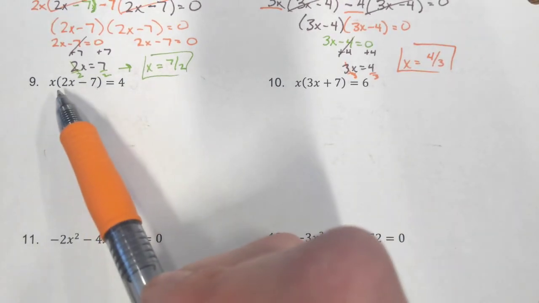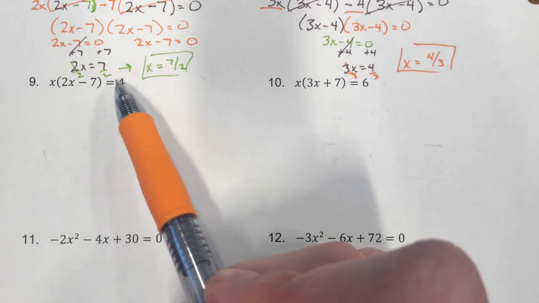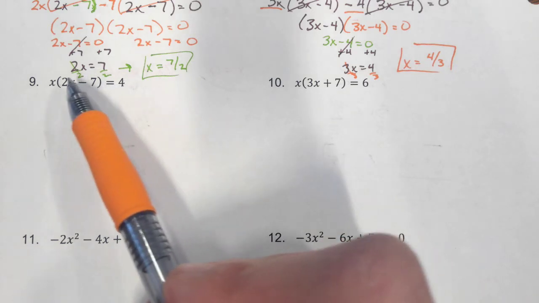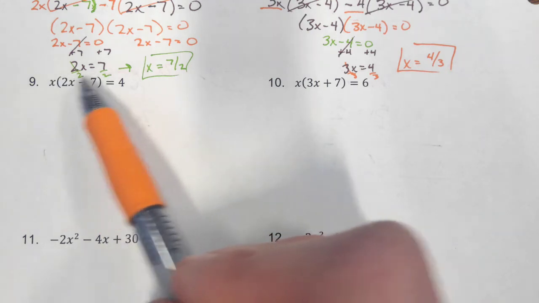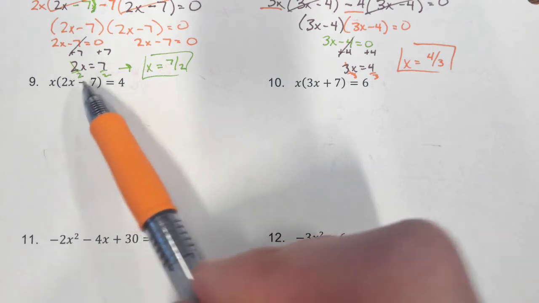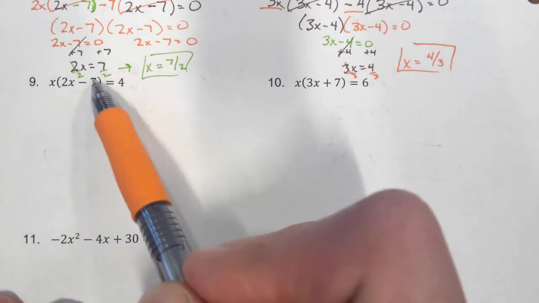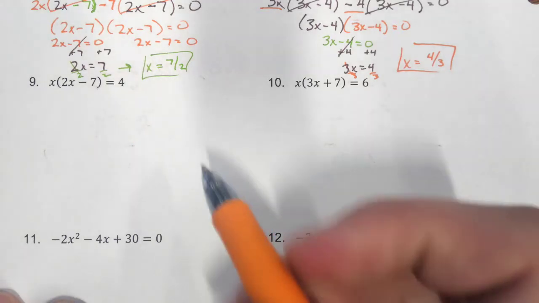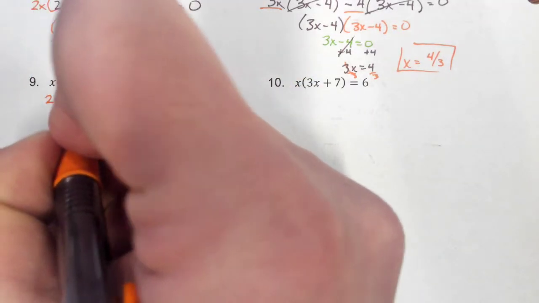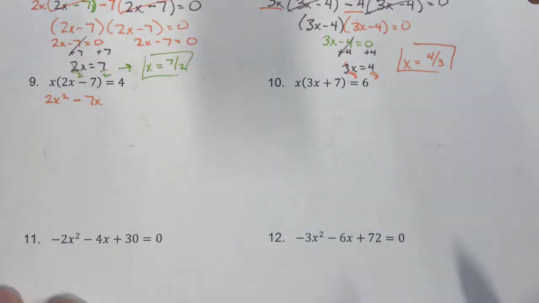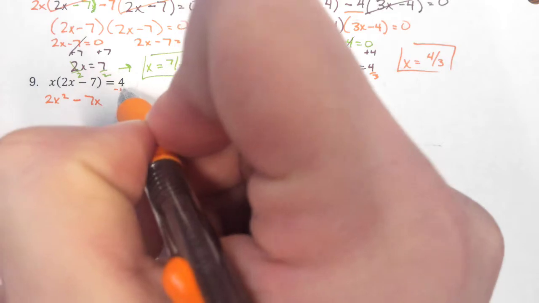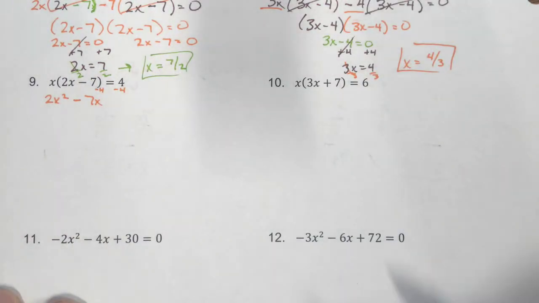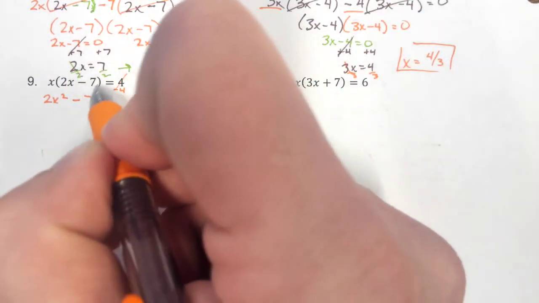So on number 9, you'll notice a couple of things. 1, our equation is not set equal to 0. And 2, this isn't really helpful whenever there's parentheses touching each other like this, or I guess really just a factor times a parenthesis. So what we're going to do on the left is we're going to go ahead and distribute that x through. So that would be 2x squared minus 7x. And then we need our equation also set equal to 0. So we're also going to go ahead and subtract 4 from both sides of the equation, giving us 2x squared minus 7x, and then the minus 4 that comes over to the left.